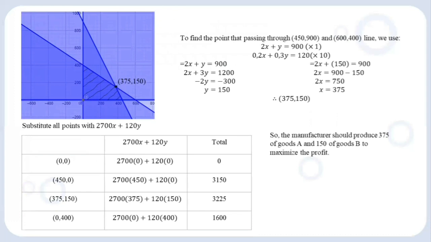As we can see, we need to find the other point that passes through the lines. To find that, we should use elimination and substitution, and the result is 375 and 150. Last, substitute all points into the profit function, and we get 375 of goods A and 150 of goods B to maximize the profit.